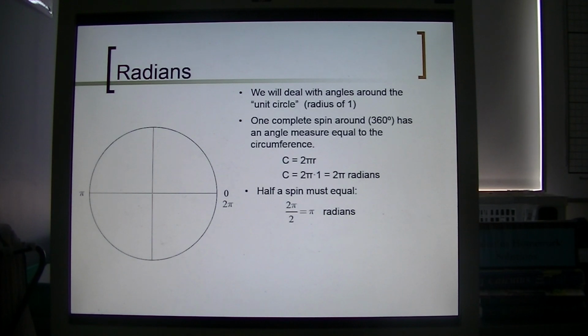So does that mean the angle in between 0 and pi would be 1/2 pi? If an entire spin around was 2 pi, half of a spin around the circle is 2 pi over 2, or pi. A quarter of a spin around the circle, so basically half of what we currently have, would have to be pi over 2 radians. So that one up top, pi over 2.